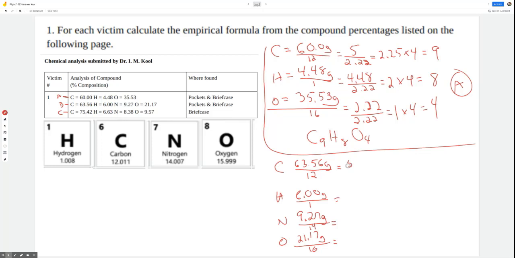Okay, we have 5.3, 6, 0.66, and 1.32. The smallest number out of this list is 0.66. So we're going to divide all of the numbers here by 0.66.